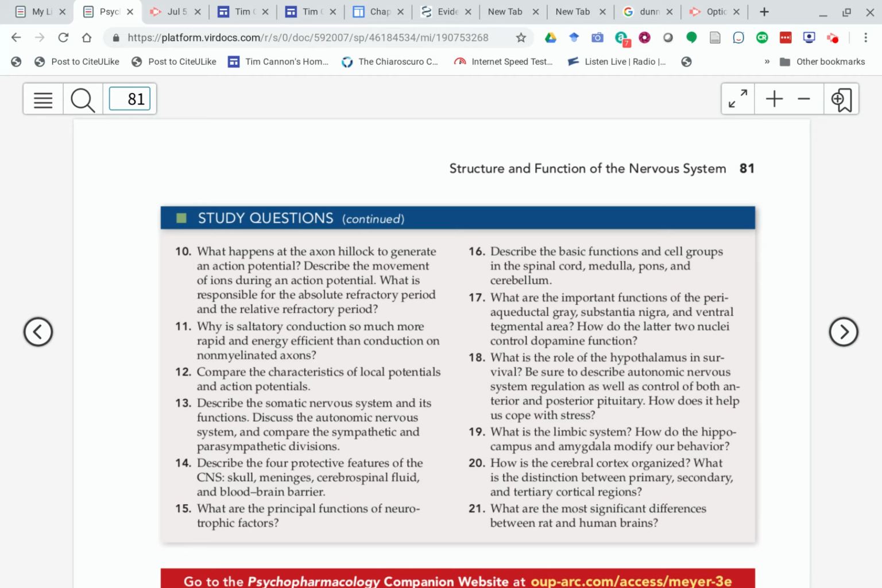What happens at the axon hillock? Movement of ions. What causes the absolute refractory period? That's sodium channels deciding to shut up. And the relative, that's the one that's confusing.